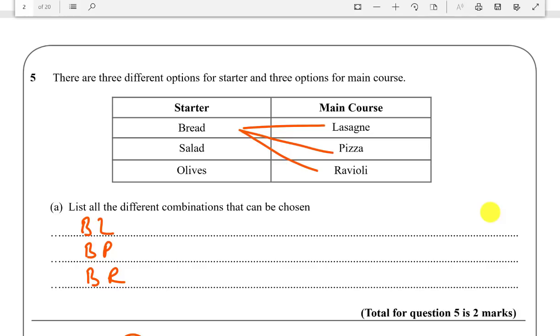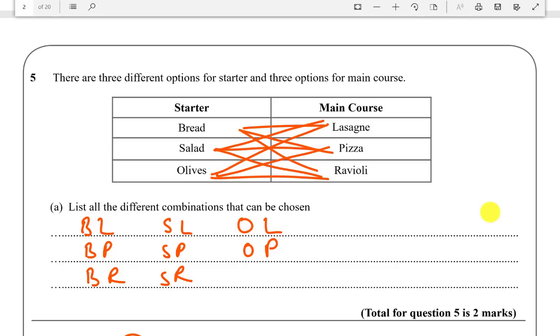Then we have salad lasagna, salad pizza, and salad ravioli. Then we have olive lasagna, olive pizza, and olive ravioli. And that's it. We've got 9 different combinations.